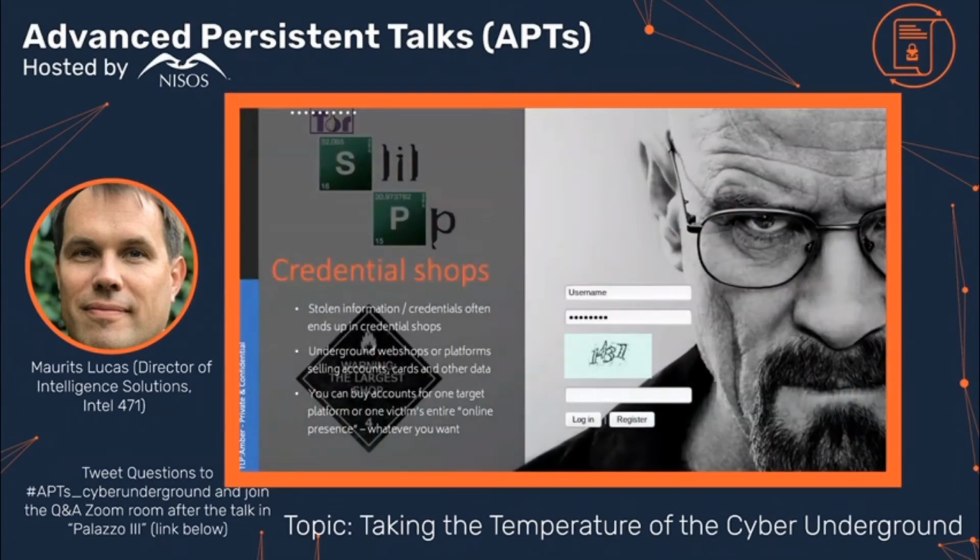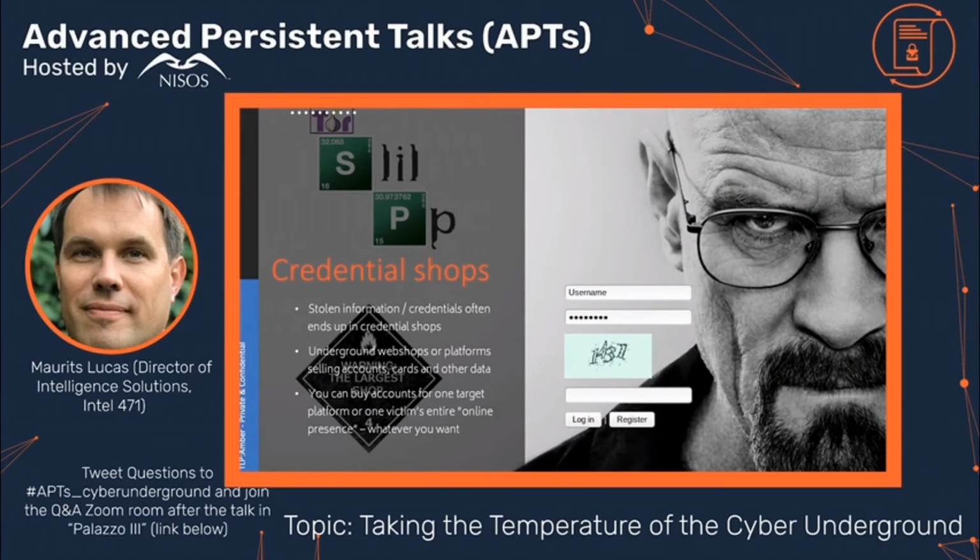So one of the things you have in the underground are credential shops. Fairly sophisticated looking ones. This is a very popular one called Slilp. As you see, a very nice login screen, a username and a password. Note the fact that they're using captcha. Apparently, for some reason, they are very well aware of the dangers of account takeover and brute forcing. So a lot of the stolen information and credentials often end up in these shops, which are basically underground shops selling anything from accounts to credit card data, and any other type of data that actors are looking to sell.